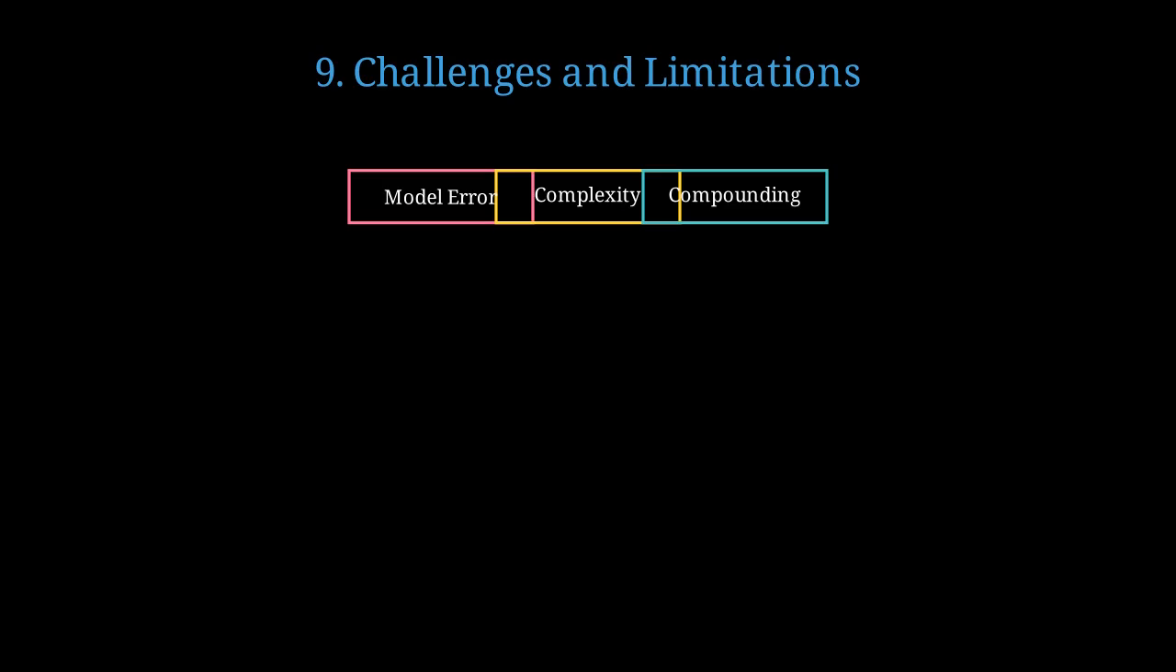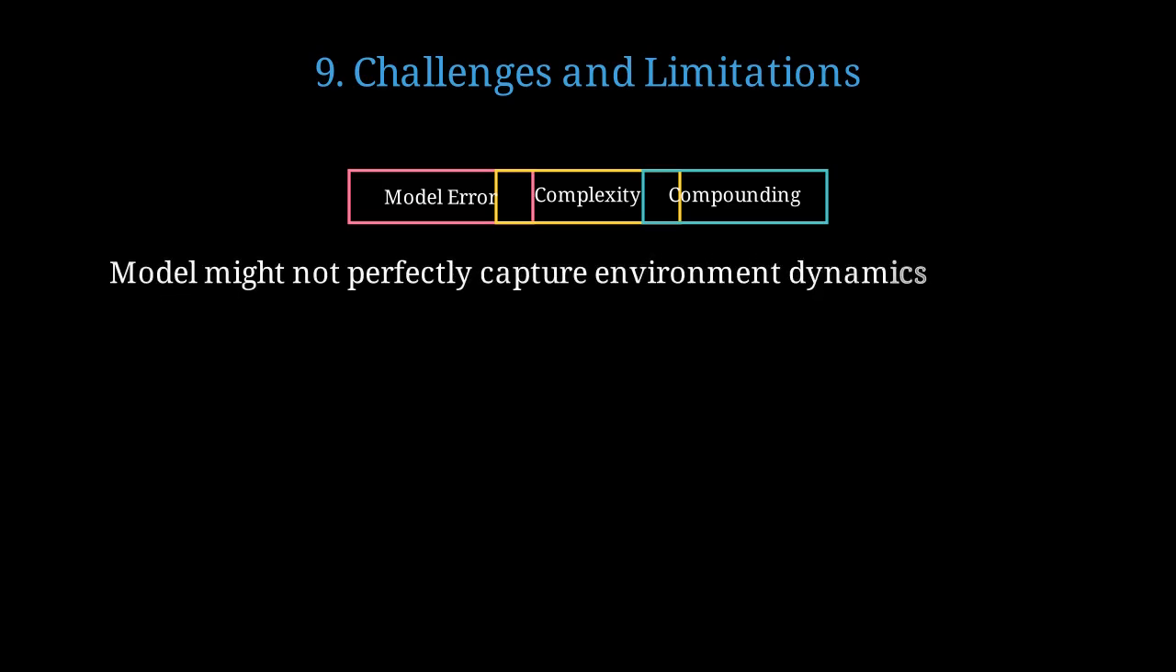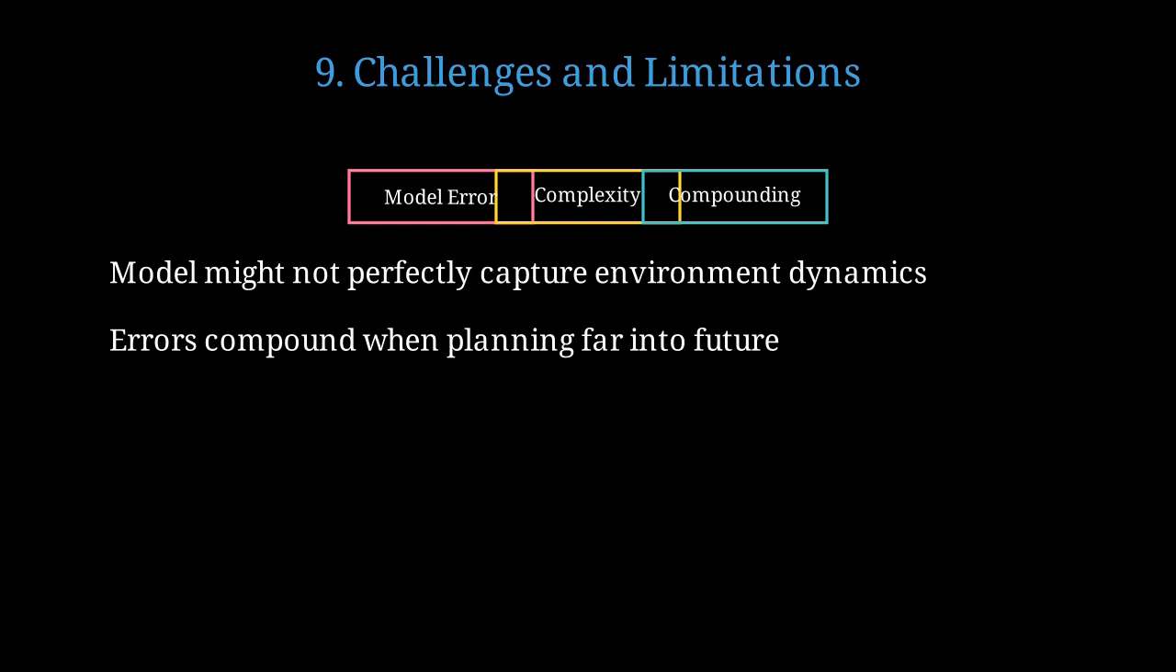However, world models also face important challenges. Key challenges include model errors, training complexity, and compounding errors over long horizons. The world model might not perfectly capture all environment dynamics, leading to sim-to-real gaps. Small prediction errors accumulate when planning many steps ahead, making long-term predictions unreliable. Getting world models to work well requires careful tuning of architecture and training hyperparameters.